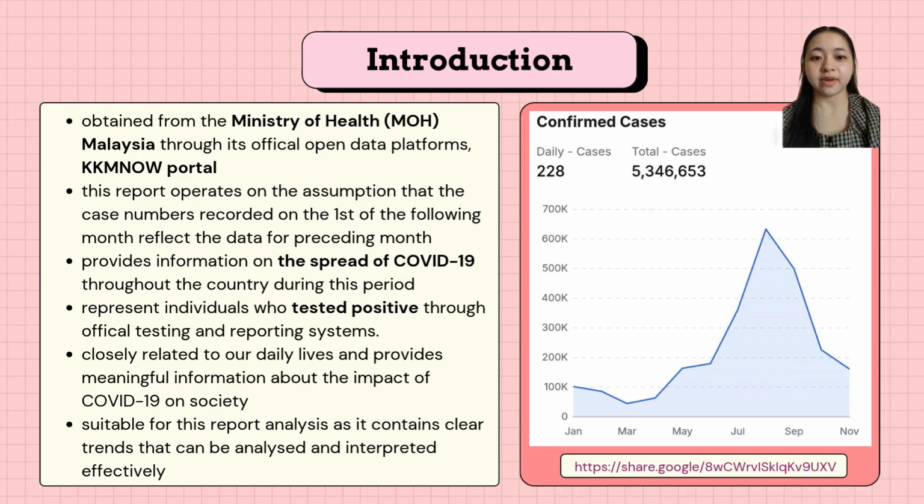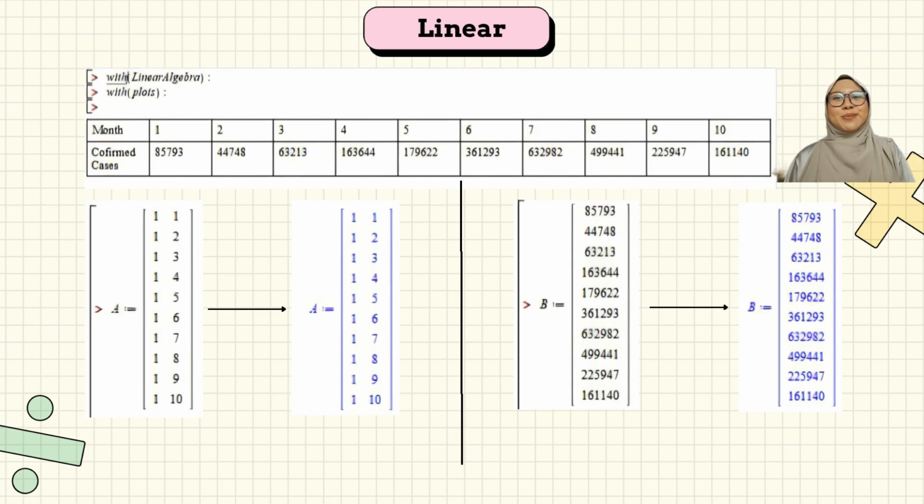First and foremost, we need to use the command with linear algebra and with plots to unlock all the features in Maple before plotting the graph. Then we need to substitute all the data in the table. To model the trend of confirmed cases using the linear equation, we must use y equals a plus bx, where y represents the number of confirmed cases, x represents the months, a is the y-intercept while b is the slope of the graph.